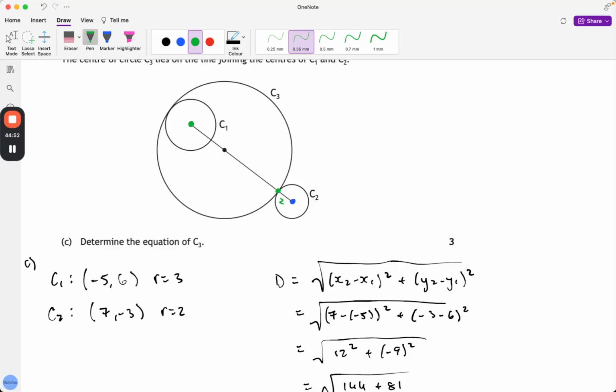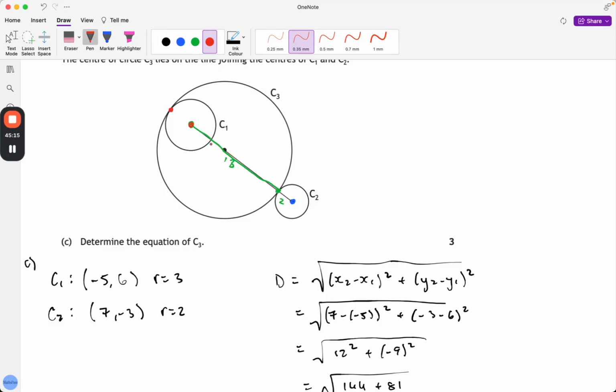So we can do 15 minus 2 to get that distance, and that gives us a distance of 13 from here all the way down to here. So that gives us 13. And then we also want to think about the fact that this is just touching internally here, and so our distance from here to here is just going to be our radius of C1, which is 3.